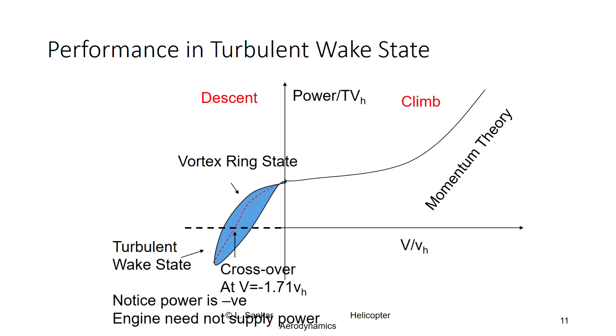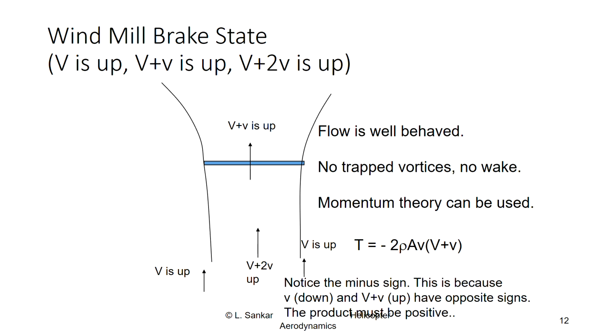Okay. So this is the turbulent wake state. Power is now negative. Engine need not supply power. We are underneath the curve. So the potential energy itself is producing the power that you need. The rate at which you are losing the potential energy is what is keeping the engine rotor rotating.